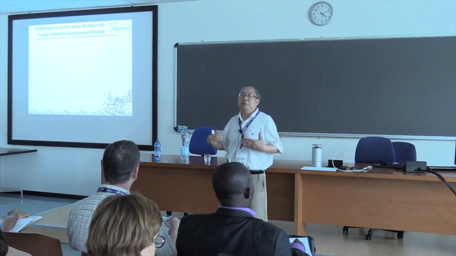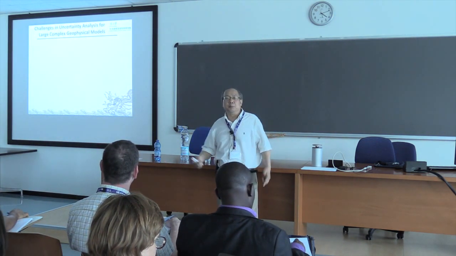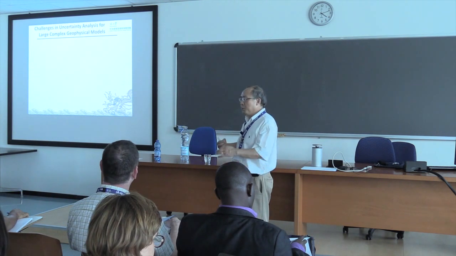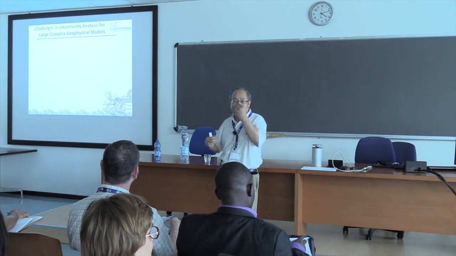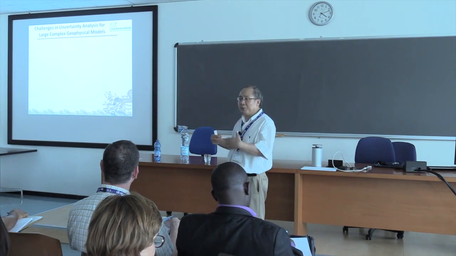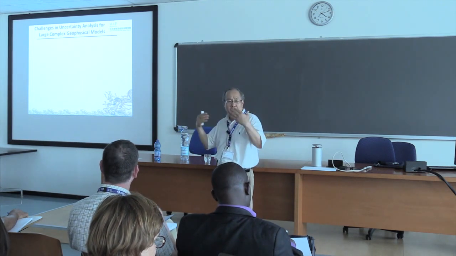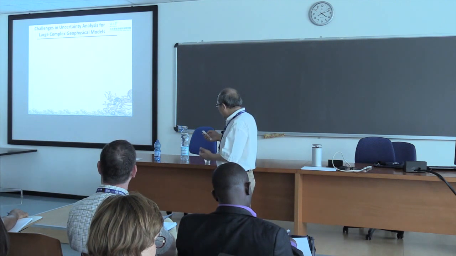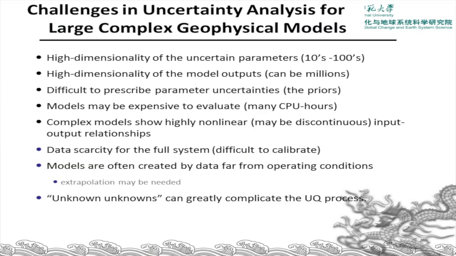So why has parameter estimation not received as much attention as the other things, especially in the climate modeling community? Actually, a lot of people work on the model itself, and a lot of people work on data assimilation. I think the reason is because of the parameter uncertainty, you have this high dimensionality problem.